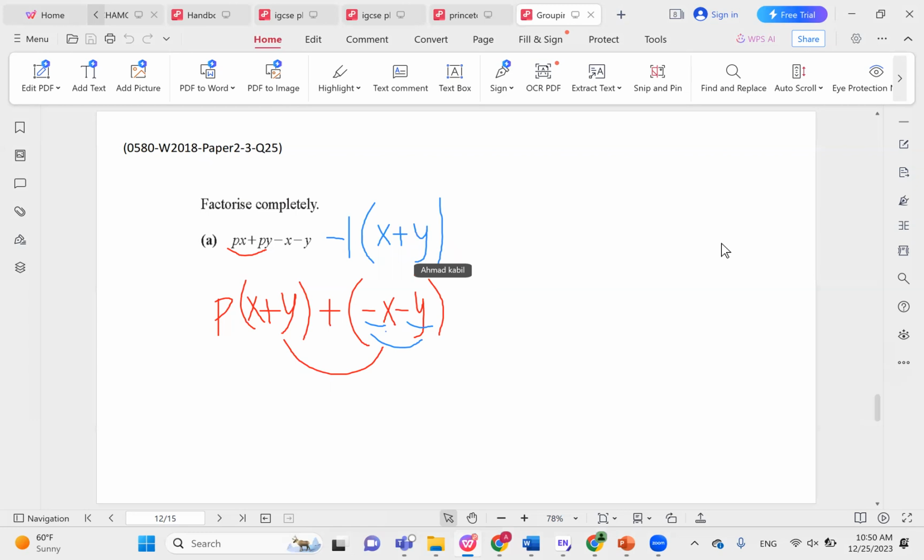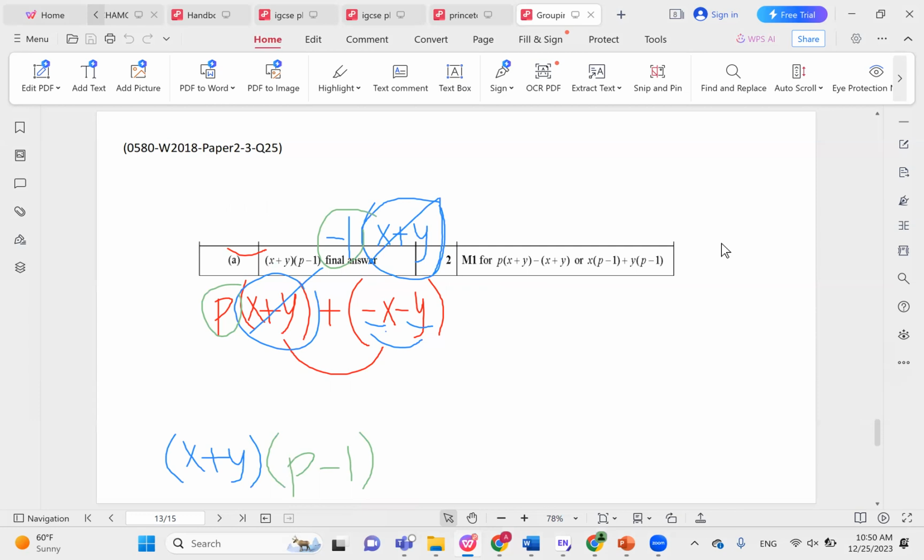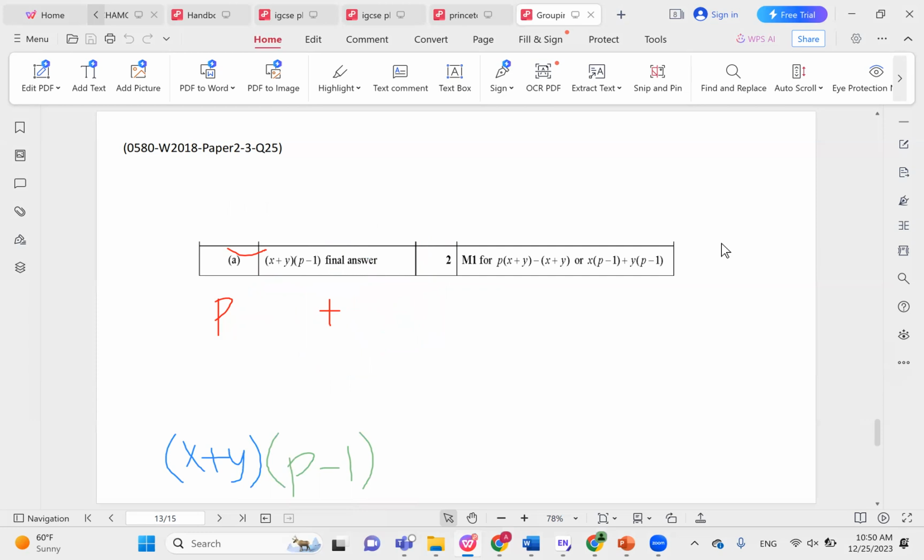Now we have the same exact bracket in both terms, which is what we're looking for. So we take this bracket outside, we have x plus y, and the remaining terms are p and negative 1. So this is just p minus 1, and this is the final answer. x plus y multiplied by p minus 1 is the correct final answer, as you can see from the marking scheme here, we have the correct answer.